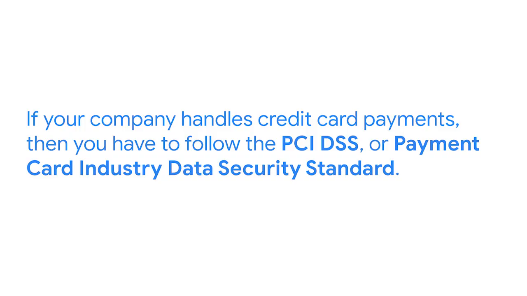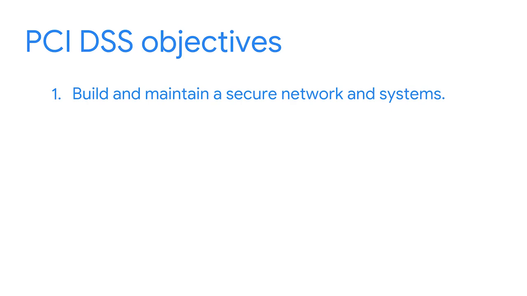If your company handles credit card payments, then you have to follow the PCI DSS, or Payment Card Industry Data Security Standard, depending on local laws. We'll take a closer look at PCI DSS, which is a great example of clearly defined security goals. PCI DSS is broken into 6 broad objectives, each with some requirements. The first objective is to build and maintain a secure network and systems.